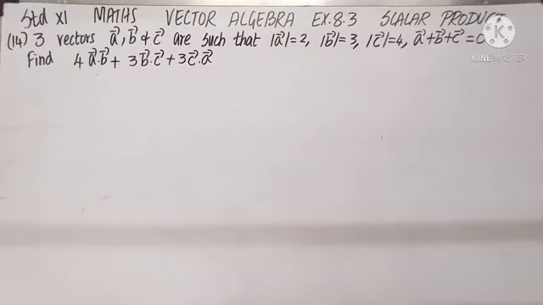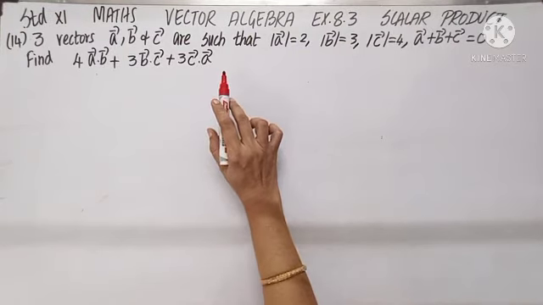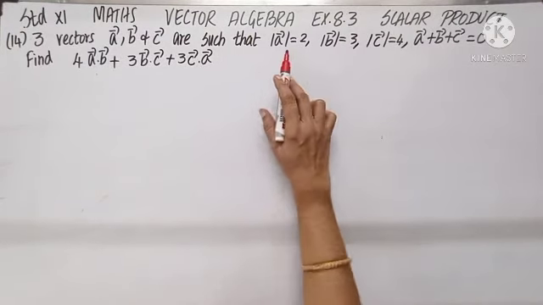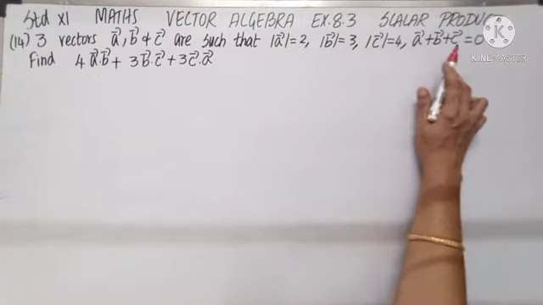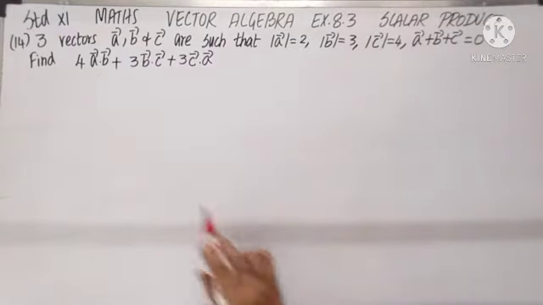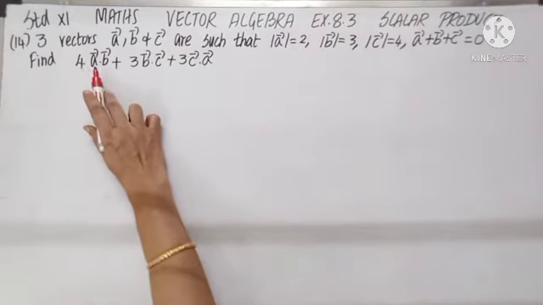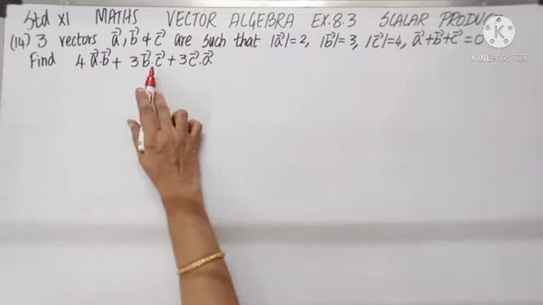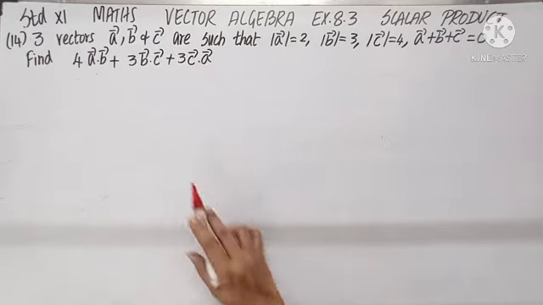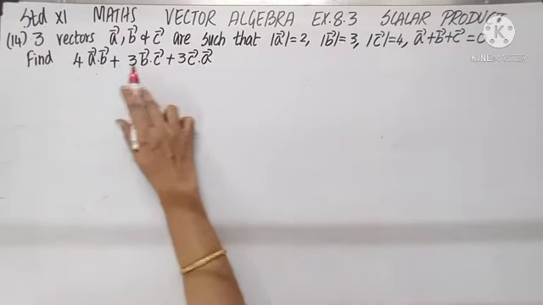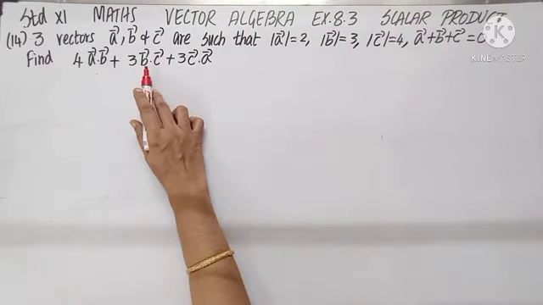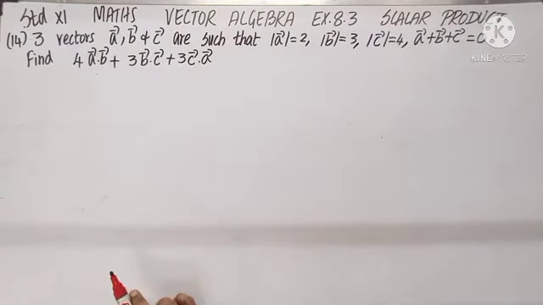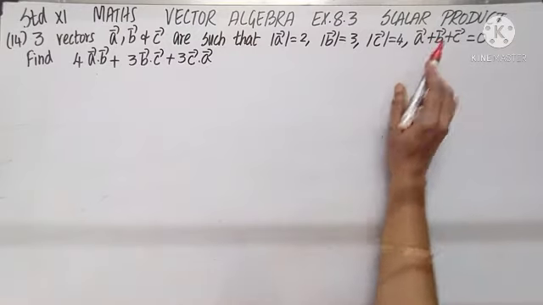Question number 14. Three vectors A, B, C are in such a way that mod A, mod B, mod C are given. Also A plus B plus C is 0. We need to find 4 times A dot B plus 3 times B dot C plus 3 times C dot A. To substitute in this result, we need to know what is A dot B, B dot C, C dot A. For which, let us use the given condition.